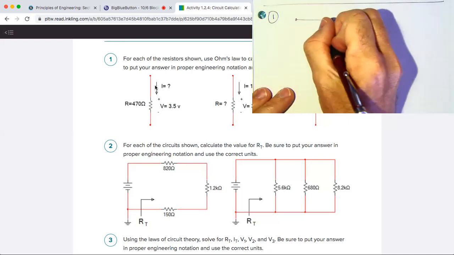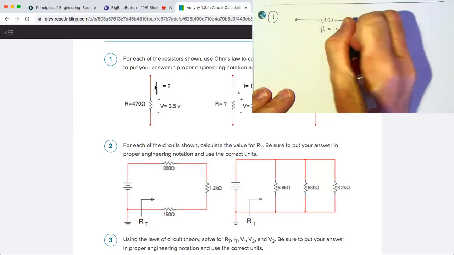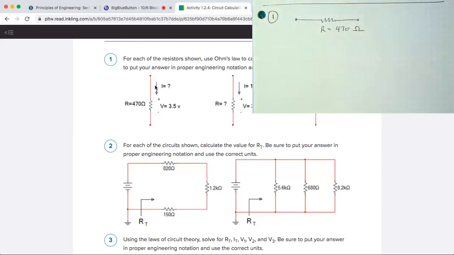And they do give us the resistance here, which is 470. That symbol is an omega. 470 omega for 470 ohms. Ohm is the unit of resistance.